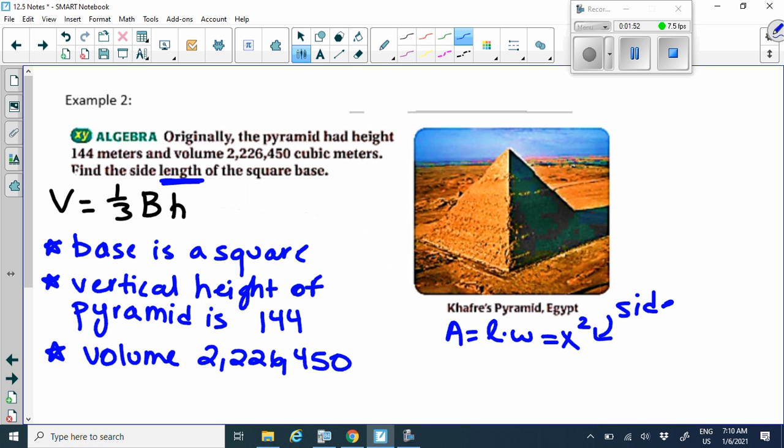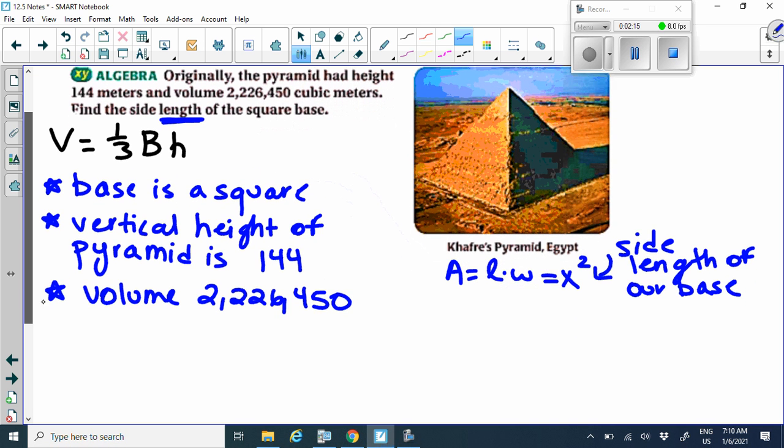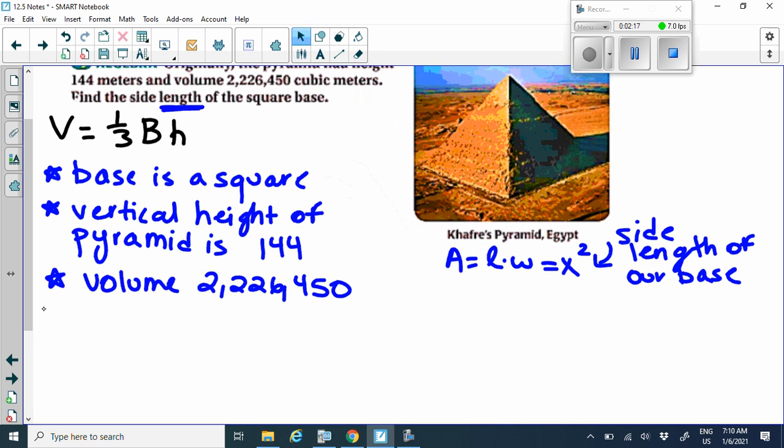So that's going to represent our side length of our base. Now you might be wondering, well, why are we doing X squared? Well, the reason being is if we know that all the sides are exactly the same, if two sides are exactly the same, that side times another side, well, we get two of those, okay? So now let's go ahead, we're gonna plug everything we already know into our formula.